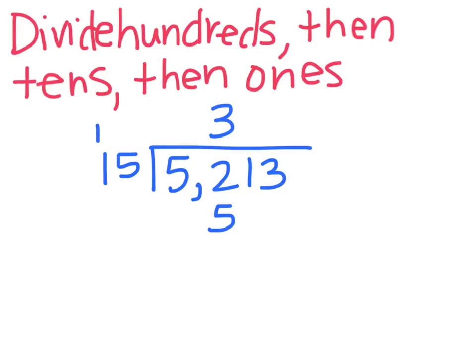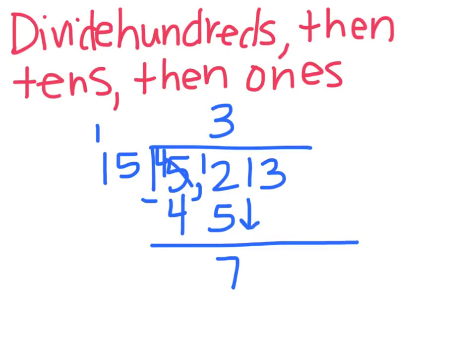Then I need to carry my 1. 3 times 1 is 3, plus 1 is 4, giving us 45 hundreds. And we're going to subtract that to find our remainder. Our remainder is 7 hundreds. Now, we'll bring down the digit in the tens column so that we can work with our 71 tens.